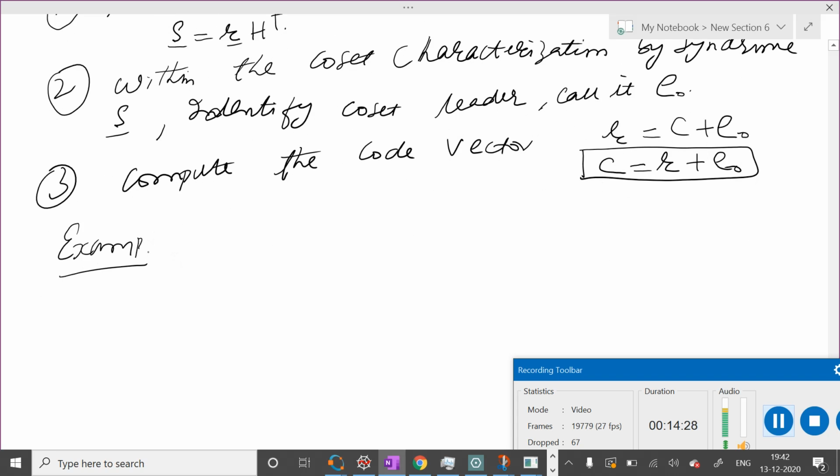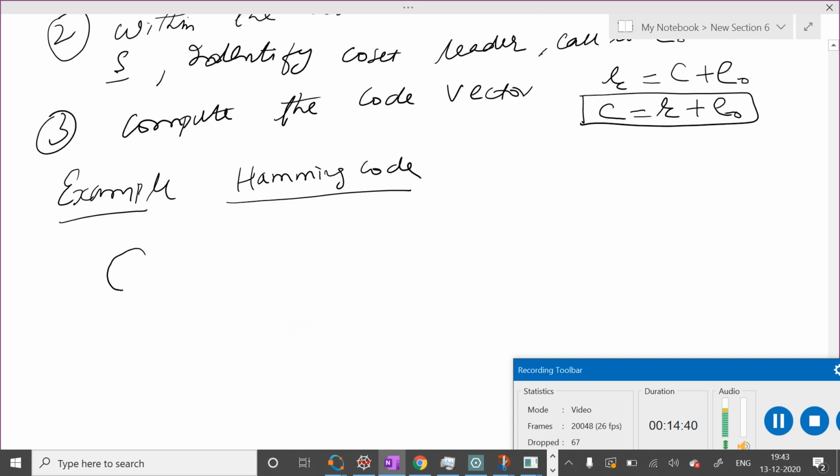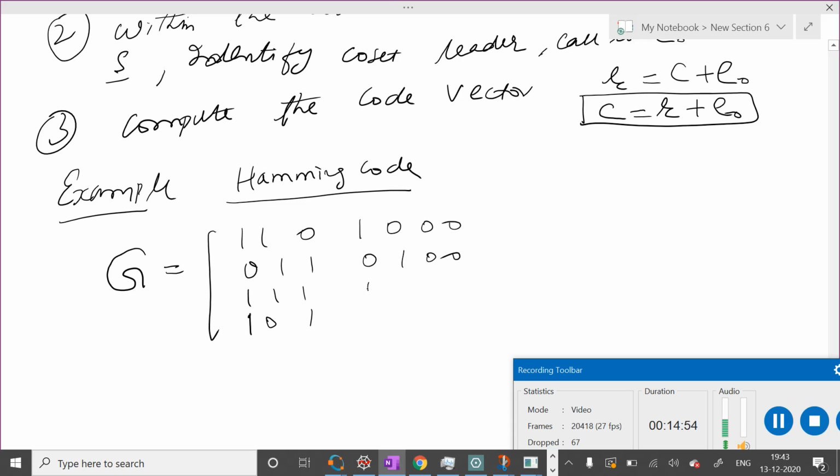We will take the example again from the Hamming code, which I told you about in the previous lecture. First of all, you should be very comfortable with converting a generator matrix into a parity check matrix. If G is given to you as 1 1 0 0 1 1 1 1 1 1 0 1, then 1 0 0 0 0 1 0 0 0 0 1 0 0 0 0 1, this is the generator matrix for this particular code.